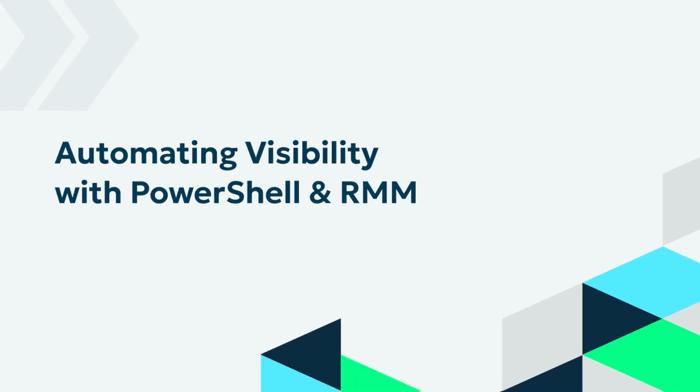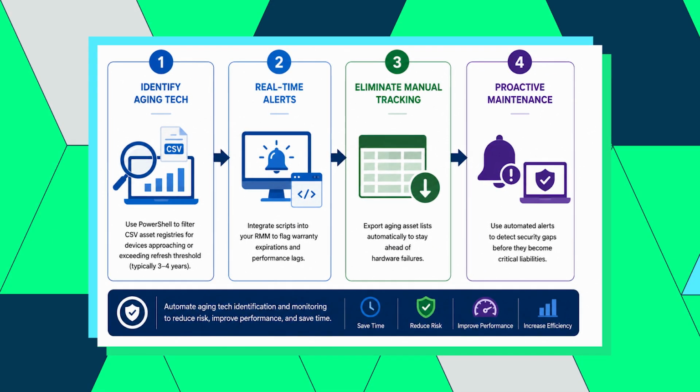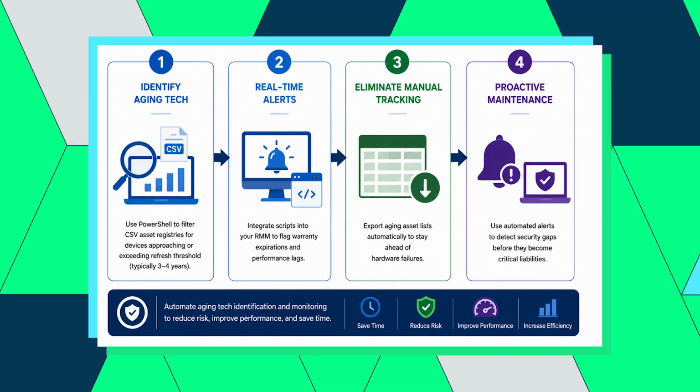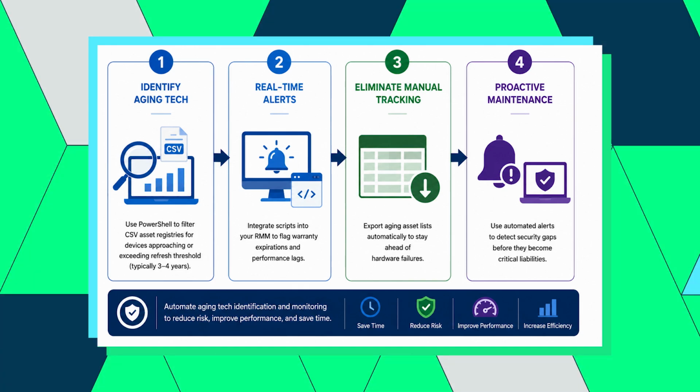Automating visibility with PowerShell and RMM. Don't rely solely on manual spreadsheets that can lead to human error and missed refresh dates. Identify aging tech. Use PowerShell to filter CSV asset registries for devices approaching or exceeding your organization's refresh threshold, typically 3 to 4 years for desktops and laptops.